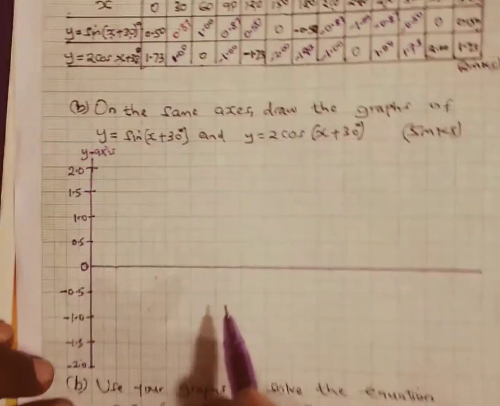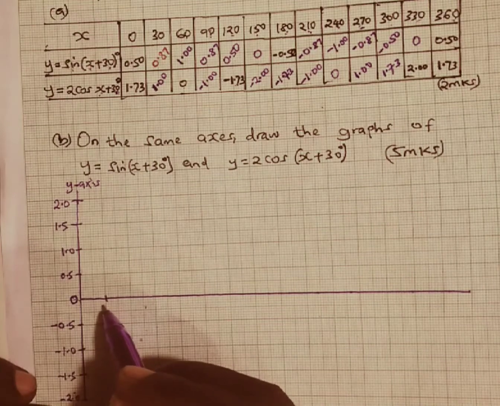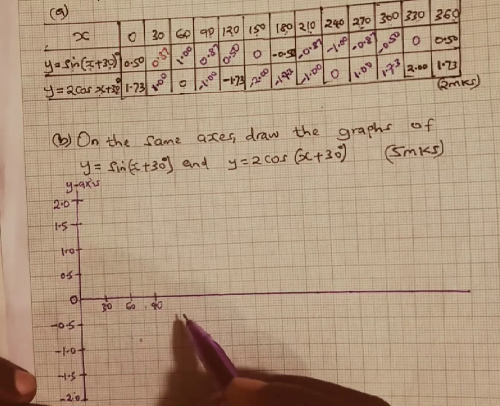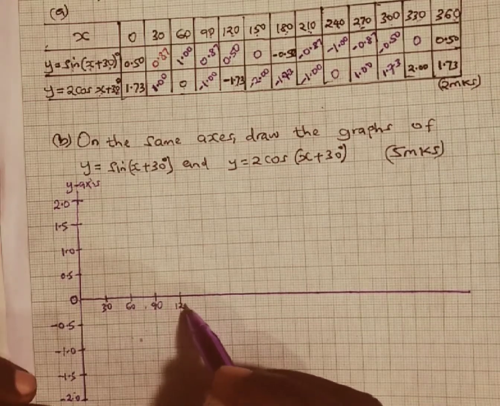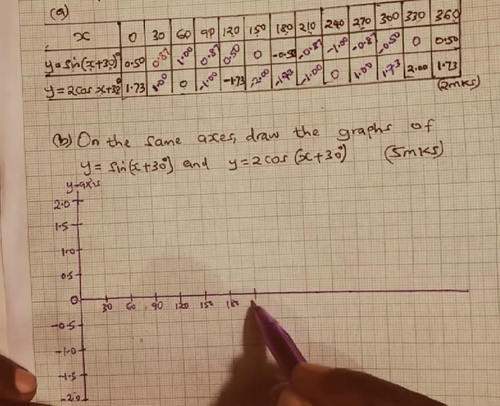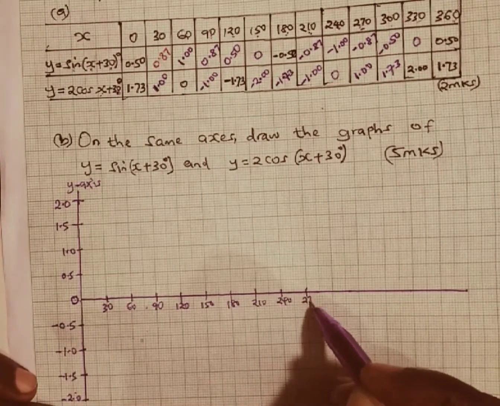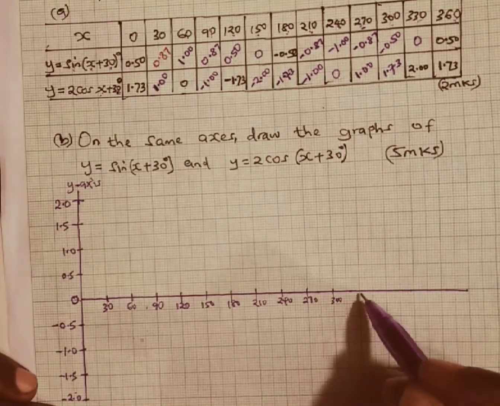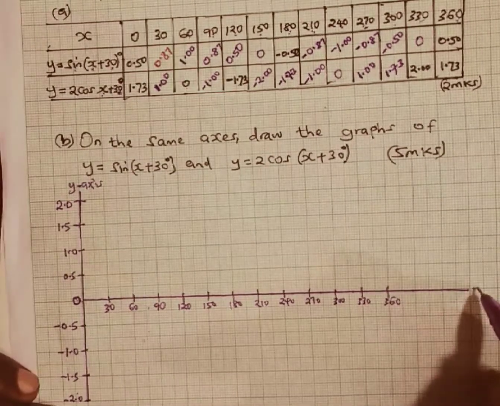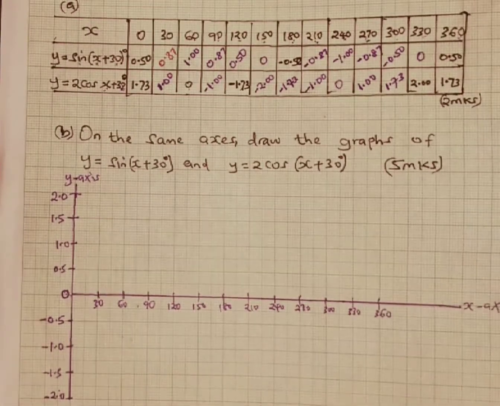Using an interval of 30, we are going to have 0, then 30. Next we are going to have 60. Next is 90. From 90 we go to 120, 150, 180, 210, 240, 270, 300, we have 330, and lastly we have 360, and this is our x-axis. So having done that, now we can plot.